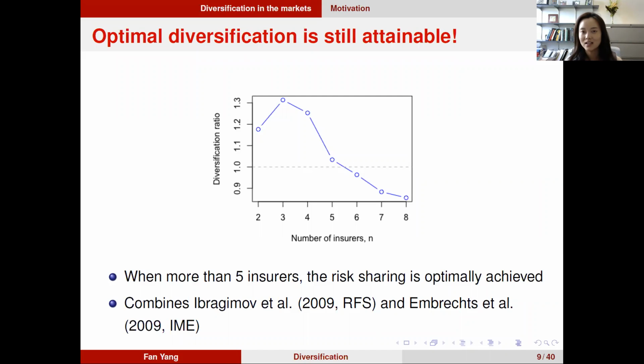That indicates the necessity of government coordination. That's the government's role: to persuade more insurers to come into the market, because then eventually everybody can get the risk diversified. Okay. And here I have to point out our model is not completely new. It is based on the combination of these 2 previous papers.